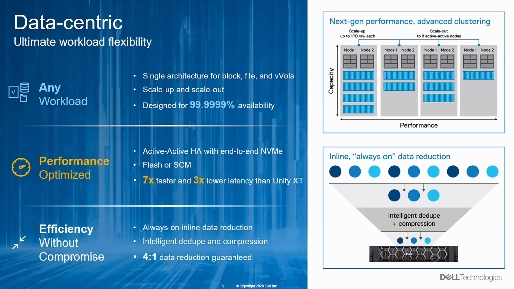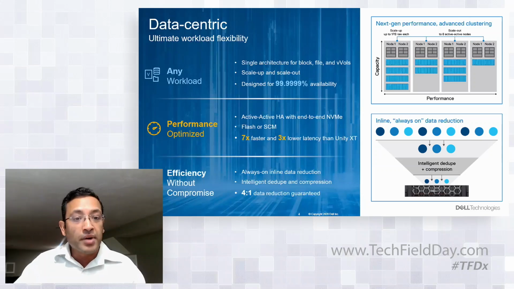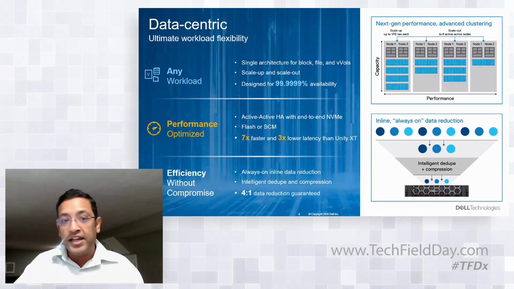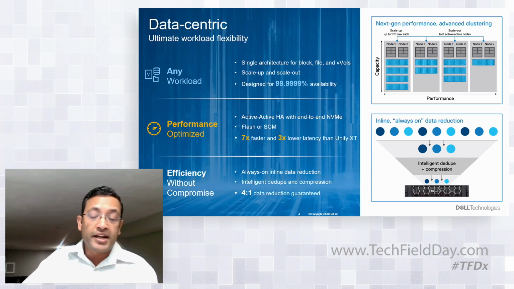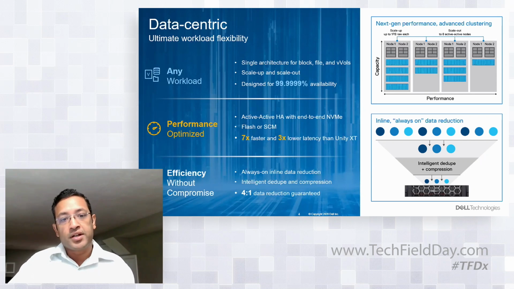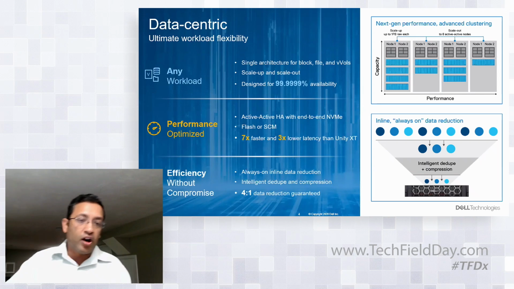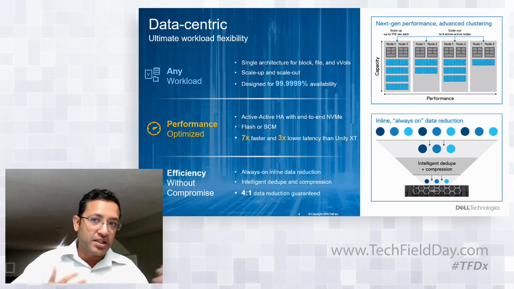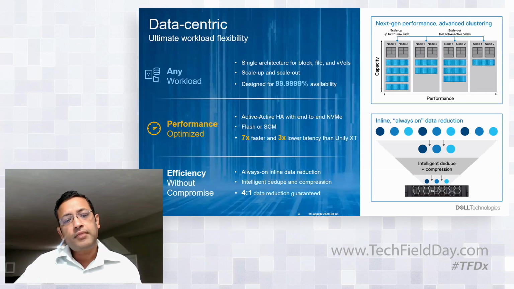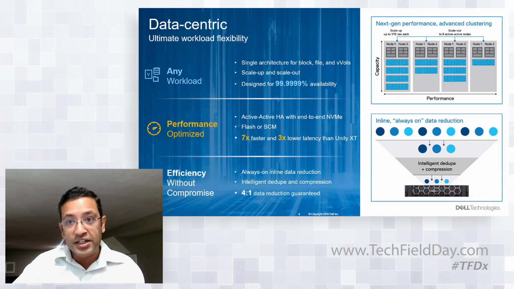And as I mentioned, we want to do that in a performance optimized way. So we are using an active-active HA architecture with an end-to-end NVMe. We do use the latest in terms of storage media, whether it is NVMe flash or storage class memory, using it in multiple different ways. And then being able to drive performance, which is 7 times faster, 3 times lower latency compared to UnityXT, just as an example. From an efficiency perspective, PowerStore does have inline dedupe and compression.